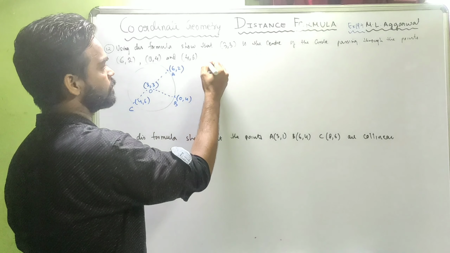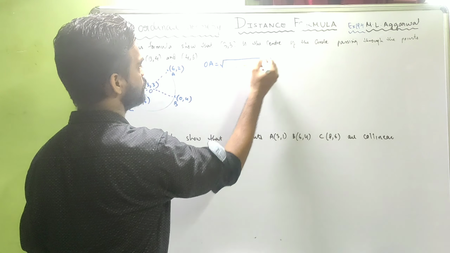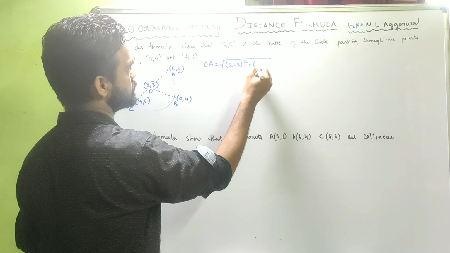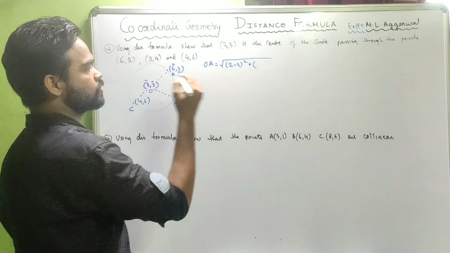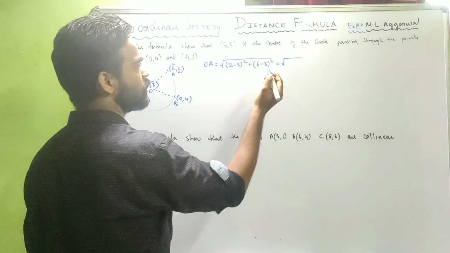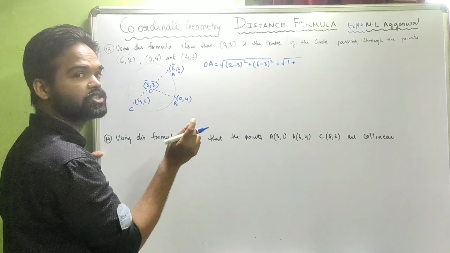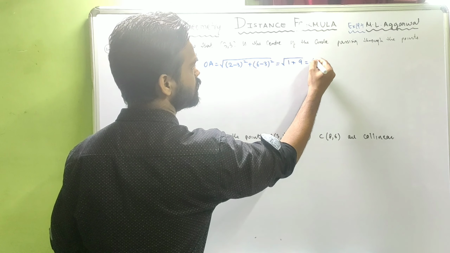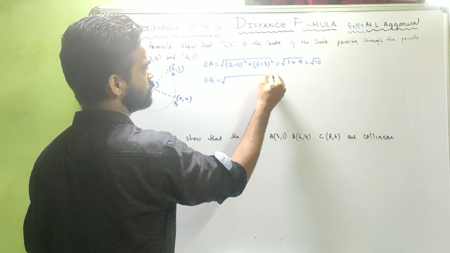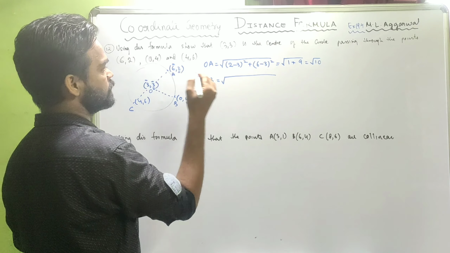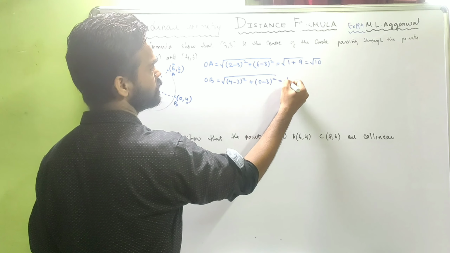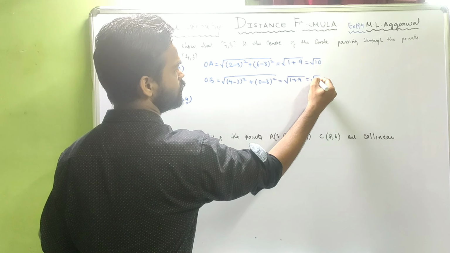Just look, find OA. OA will be root of y2 minus y1 whole square, which is 2 minus 3 whole square, plus x2 minus x1 whole square, that's 6 minus 3 whole square. This is minus 1 whole square, which is 1, plus 6 minus 3 square which is 9, so that's root 10. Keep it like this. Now find OB. Same formula: 4 minus 3 whole square plus 0 minus 3 whole square. So that's 1 plus 9 again, that's root 10.